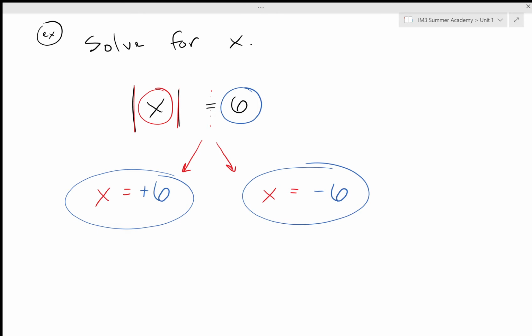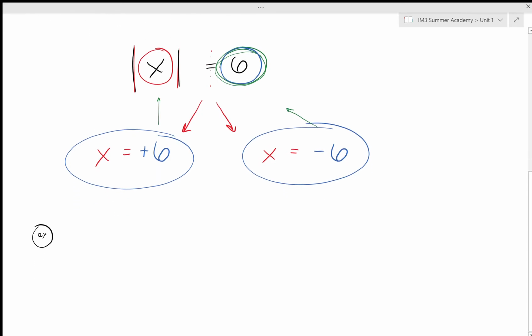And if you don't believe me, the way to check if you have the right answers is to take those answers and plug them back in. So let's take positive 6. If I plug it back in here, the absolute value of positive 6 would be 6. If I plug in negative 6, the absolute value of negative 6 is also positive 6. So we see that both of our answers work out.